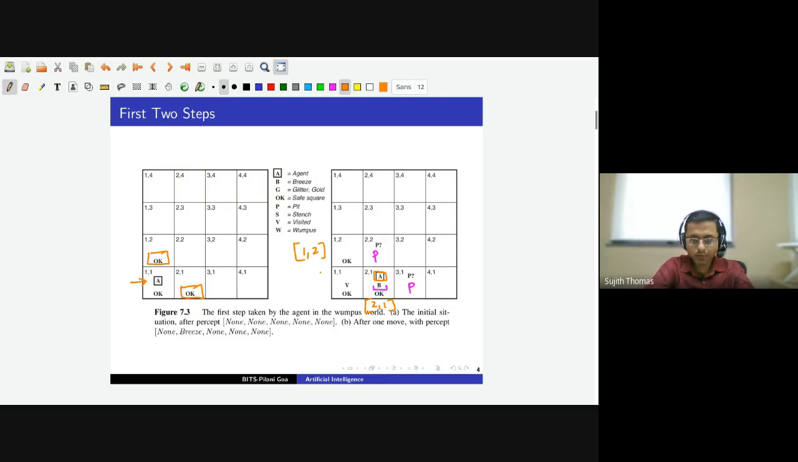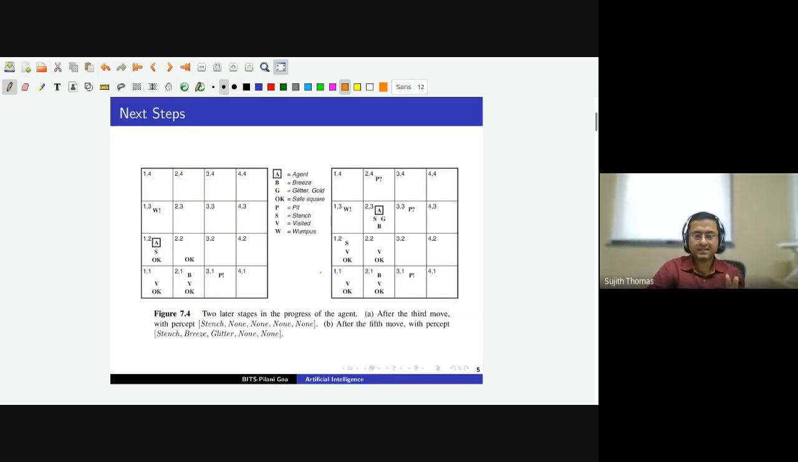Now at this point, it perceives something. Let us see what it is. So now let us say that the agent was first at room 1, 1, then it went to room 2, 1, and then it moved back to room 1, 2. So now the agent is here. When the agent is here, the agent can perceive a stench. There is a stench, but there is no breeze.